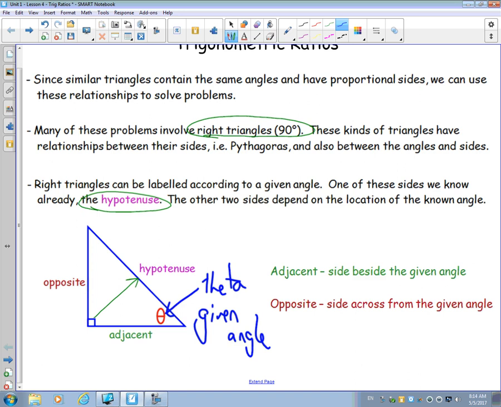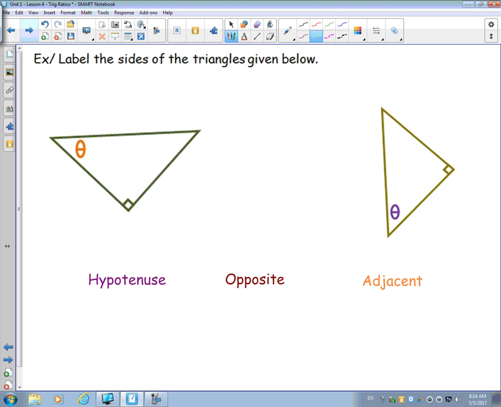The side across from that angle is called our opposite. The side beside it is called our adjacent. Adjacent is just a fancy word for a side beside. Okay, so the easiest one to find is the hypotenuse, because you know for sure it's across the right angle. But if I move the angle, the names can change. So let's take a look at some examples here. So I want to label these triangles according to the given sides.